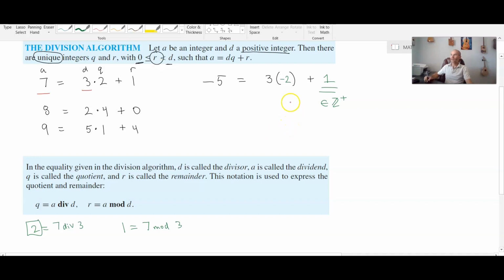We can say a similar thing up here. We can say that Q, our quotient up here, which was -2, is equal to A div D. So A was -5. -5 divided by 3 gives me a quotient of -2. So 3 goes into -5 -2 times. And it's kind of a weird thing to say. But then we could also say that the remainder, which is 1, is the remainder of A, -5, mod D, which is 3. So if you take -5 divided by 3, you get a remainder of +1.